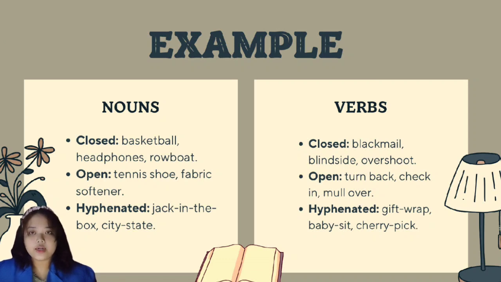The verbs: the closed ones are blackmail, blindside, overshoot. The open ones are turn back, check in, mull over. And the hyphenated ones are give-warp, baby-sit, cherry-pick.